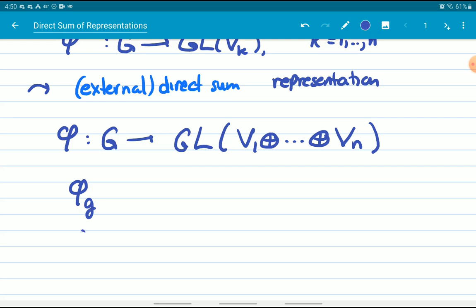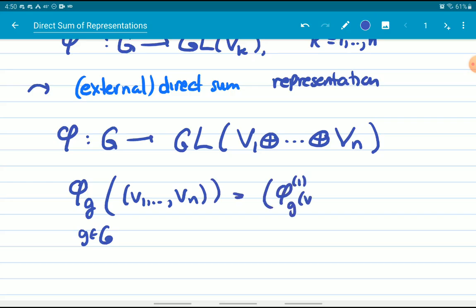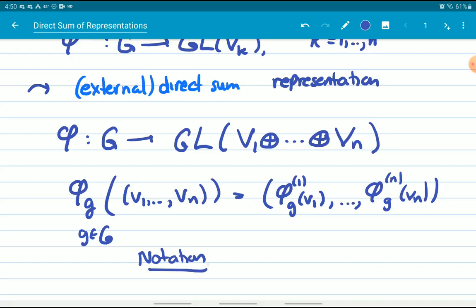Phi sub g, for an element g of the group, applied to an element in the direct sum vector space, which is a tuple of vectors, you just apply each of the original representations in each factor. It's the only formula that really even makes sense. And then you can check that's a representation. And the notation for this new representation is a little bit abusive. We'll write the direct sum of the maps. So that's notation for this direct sum representation.